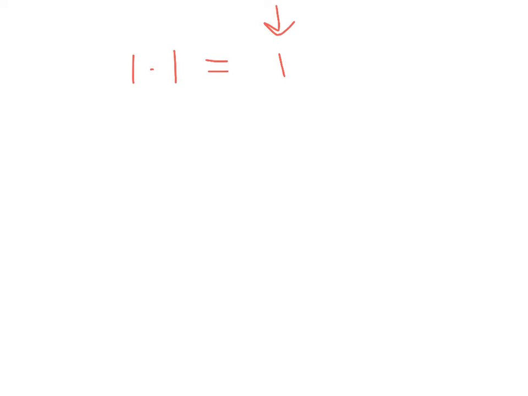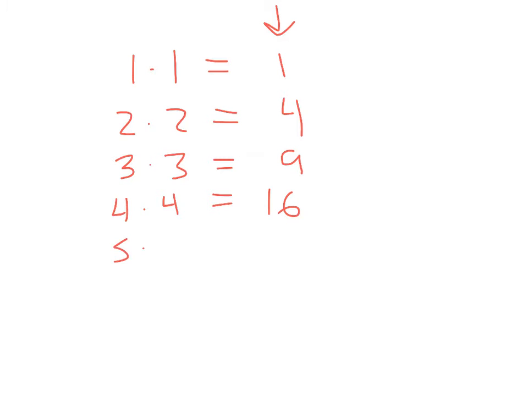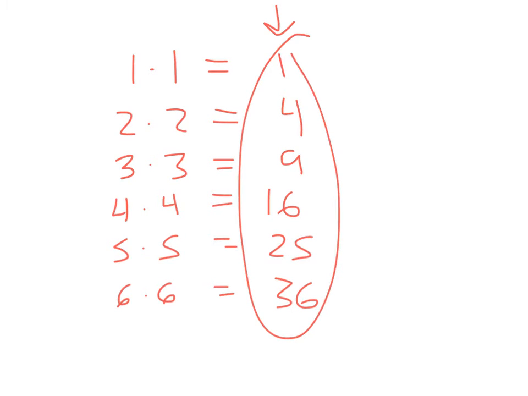So 1 times 1 is equal to 1, so 1's a perfect square. 2 times 2 is 4, so 4 is a perfect square. 3 times 3? 9. 9's a perfect square. 4 times 4? 5 times 5? 6 times 6? So all of these are perfect squares.